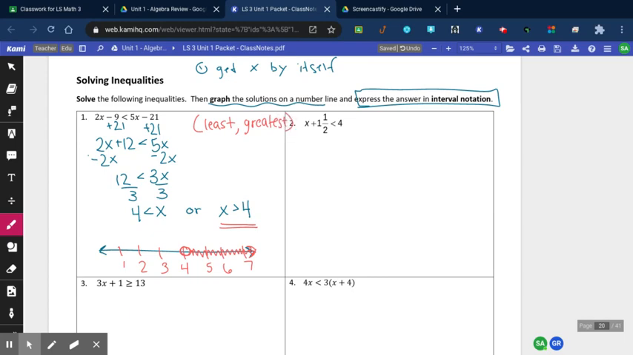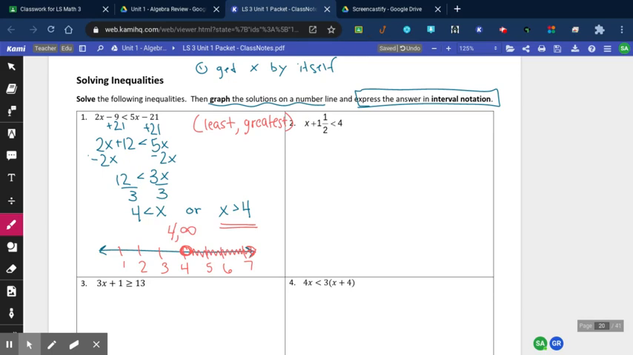So when I look at my number line, 4 is the smallest thing I have either circled or shaded in. So that's going to be the first number I write down in my interval notation. And I go all the way to infinity, right? I shaded to the right, so that's positive infinity.